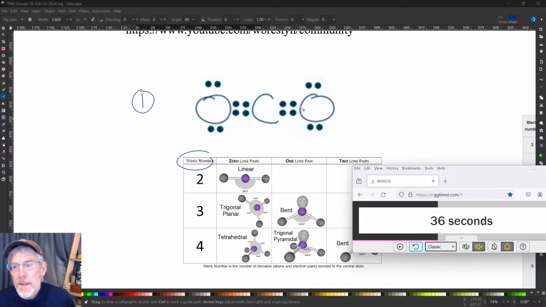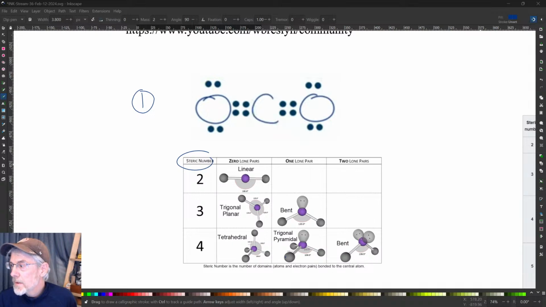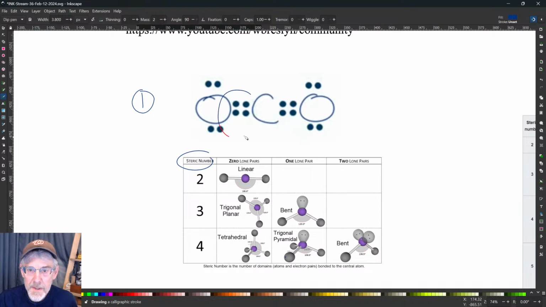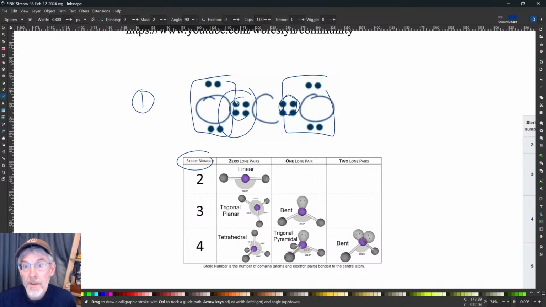If we look at this here, the central atom is the carbon, and all of the electrons on the carbon are involved in bonds. So we don't have any lone pairs here. We have a steric number of 2 because we have 2 things bonded to the carbon, no lone pairs, everything's in bonds. So yeah, it's got to be linear.